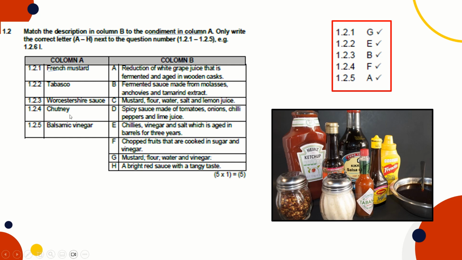Chutney. Chutney is a typical South African condiment, and chutney is F. F is chopped fruits that are cooked in sugar and vinegar. And then lastly, what is balsamic vinegar? It is A. It's a reduction of white grape juice that is fermented and aged in wooden casks.